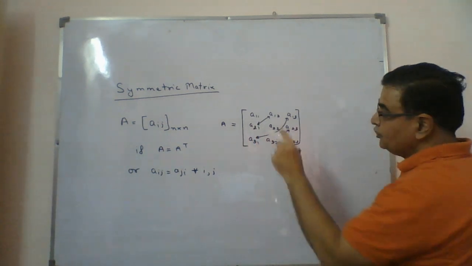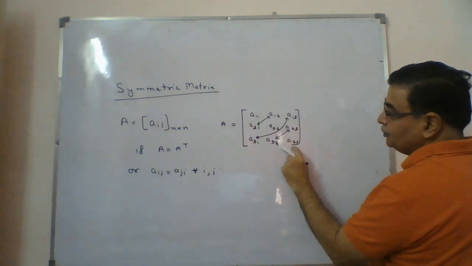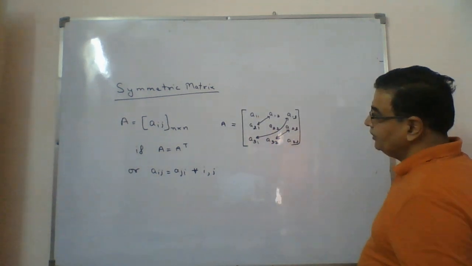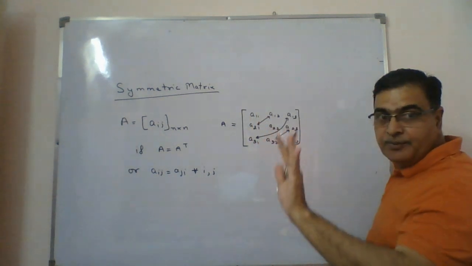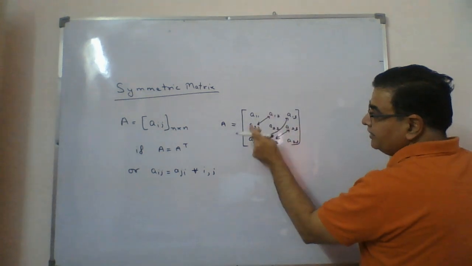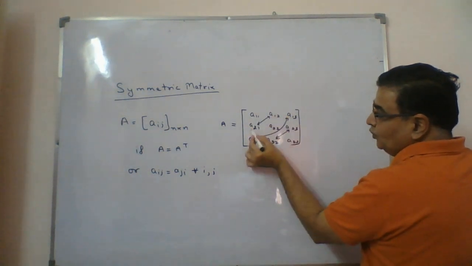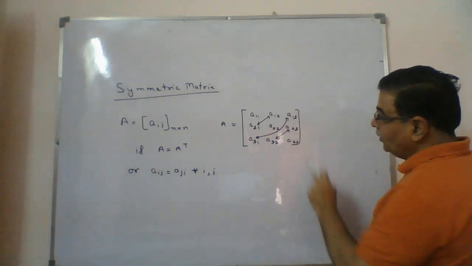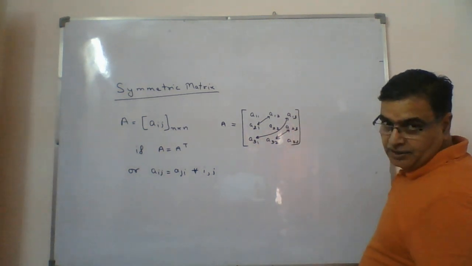A11 is not changing its position, A22 not changing its position, A33 not changing. So it can be anything, A11, A22 and A33. That means on the leading diagonal, any element is possible. But here there is symmetry. A12 and A21 have to be equal. A13 and A31 have to be equal. A23 and A32 have to be equal.